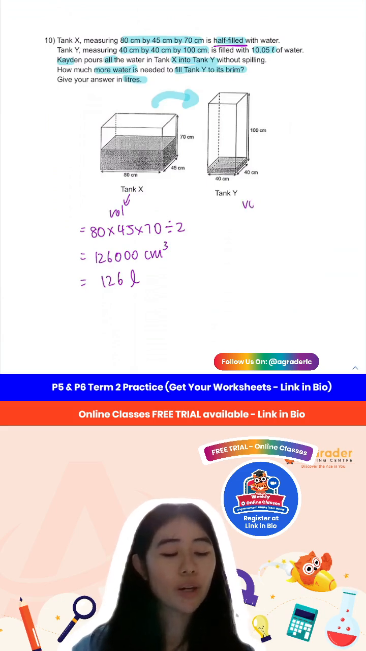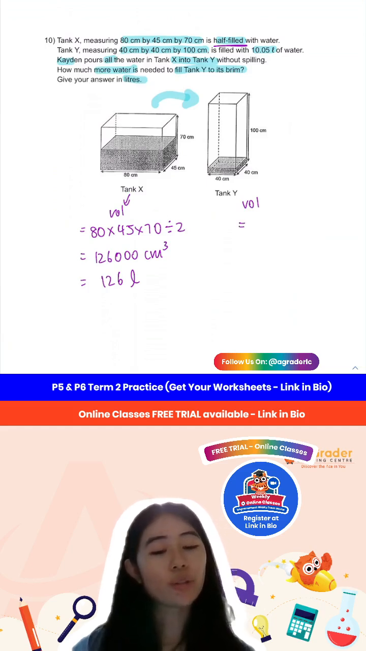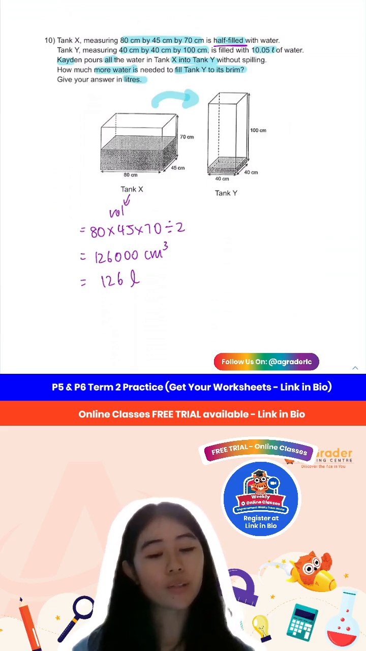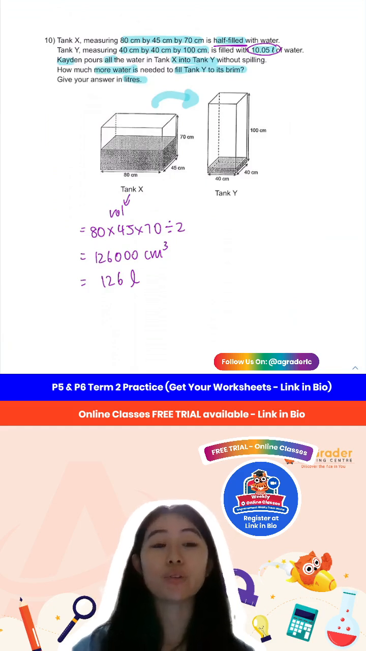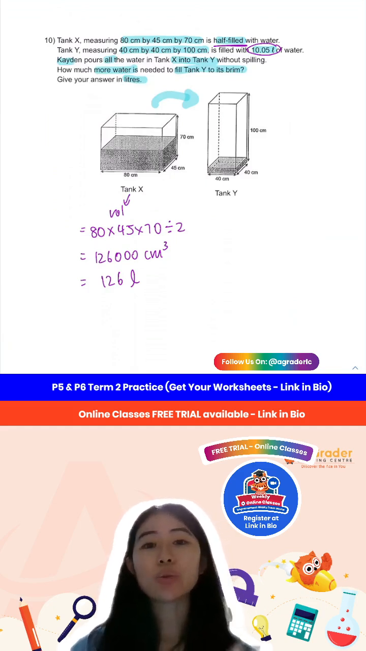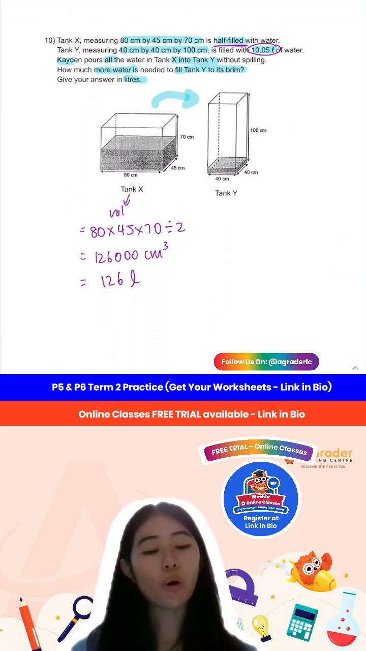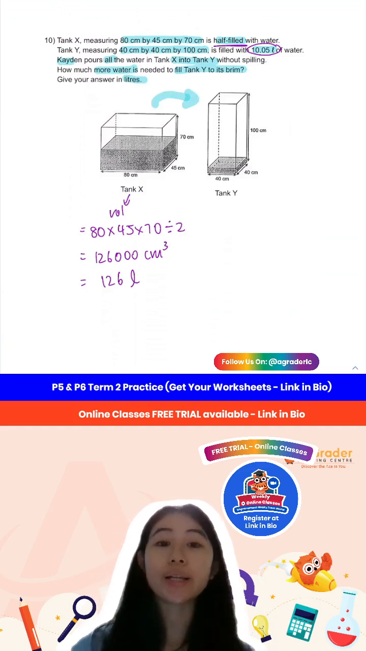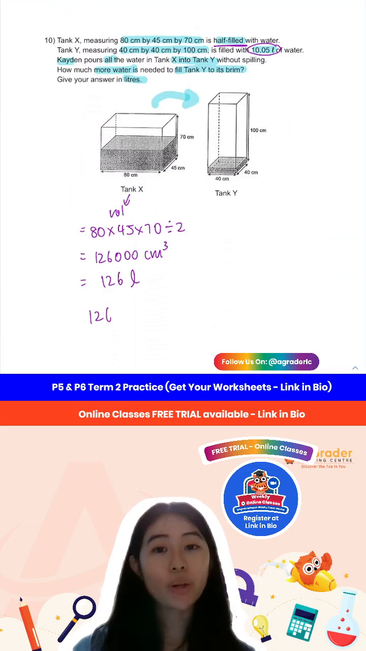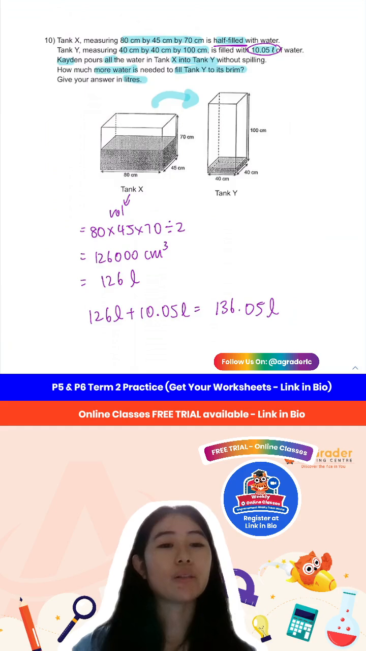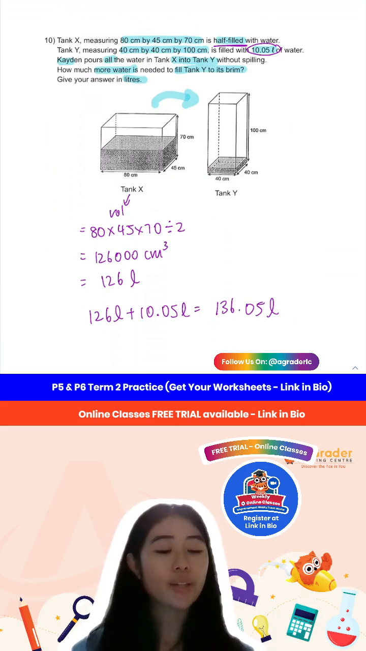So I'm going to do the same, right? So what is the volume in tank Y? Oh, actually for tank Y, you don't need to calculate anything, right? They already tell you that it's 10.05 liters of water. So now what you can do is you can add these 2 volumes together, okay? Because you are pouring the water from X into Y, so you are combining the amount of water. I'm going to use 126 liters plus 10.05 liters. That will be 136.05 liters. Yes, capybara lover. Yes, it's correct. Okay, so that's the amount of water that you have in tank Y.